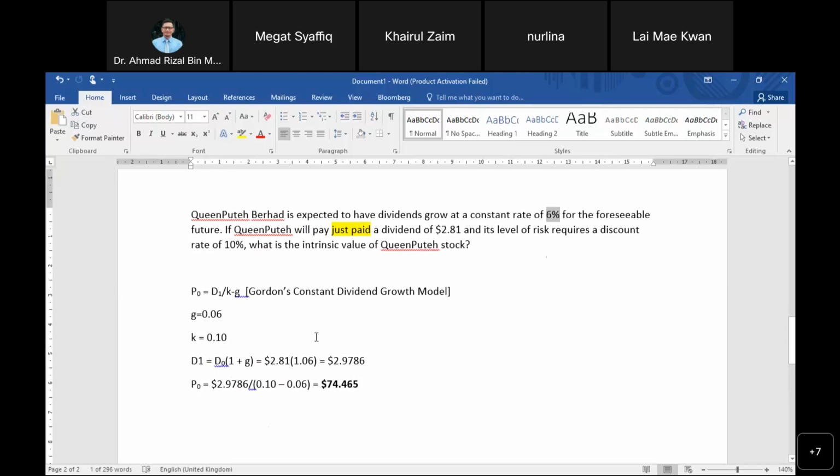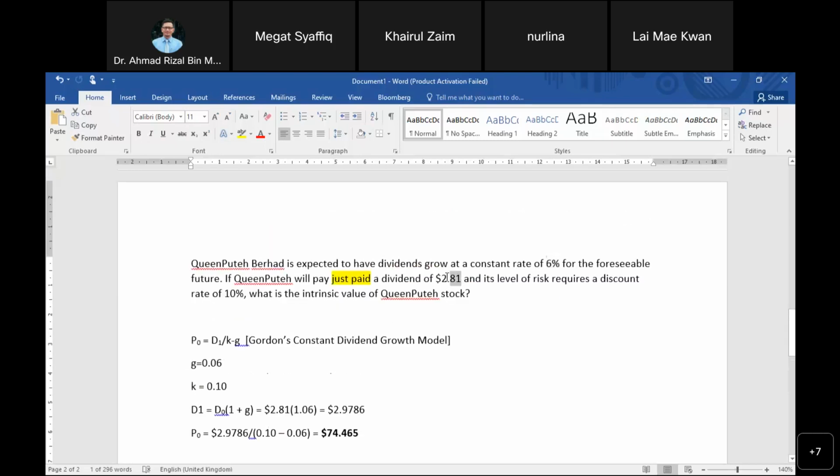Here, for example, dividend in year 0 is 2.81. Dividend in year 1 is 2.9786. Come year 2, you multiply by 1.06, it will be $3 something. So the amount of dividend is not the same, but it is the growth rate of those dividends that is the same. It is growing at a constant growth rate of 6%.